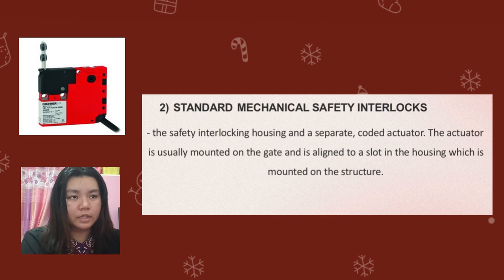Number 2, standard mechanical safety interlocks. The safety interlock has a housing and a separate coded actuator. The actuator is usually mounted on the gate and aligned to a slot in the housing, which is mounted on the structure.